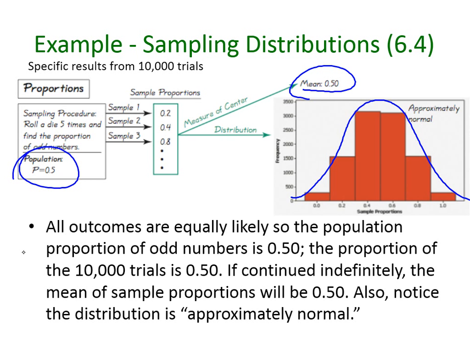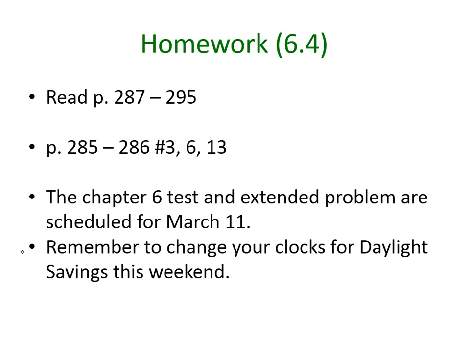But all outcomes are equally likely, so the population proportion of odd numbers is 1/2. The proportion of the 10,000 trials was also 1/2. If I continued this indefinitely, the mean of sample proportions will be 0.5. Also notice that this is approximately normal. Questions, other than the fact that I can't get my numbers to work?